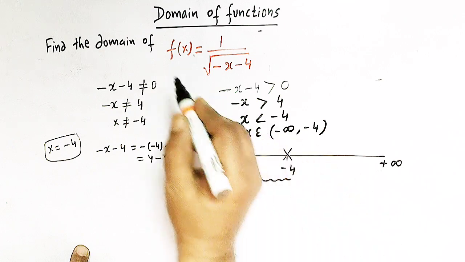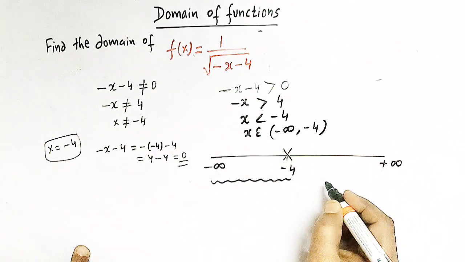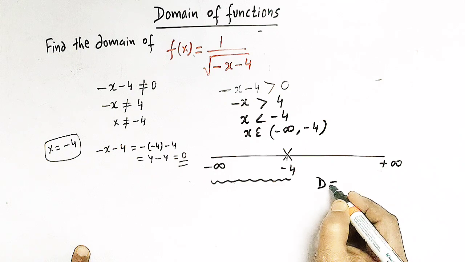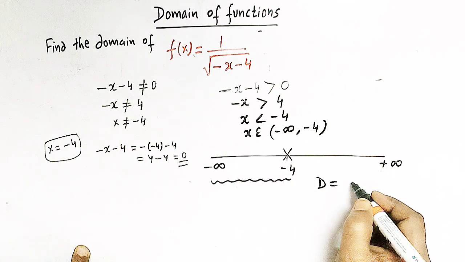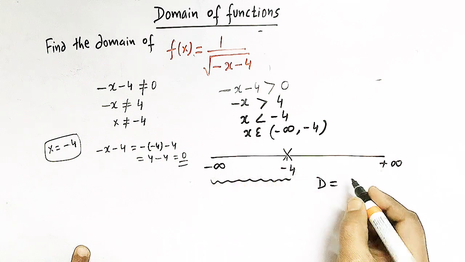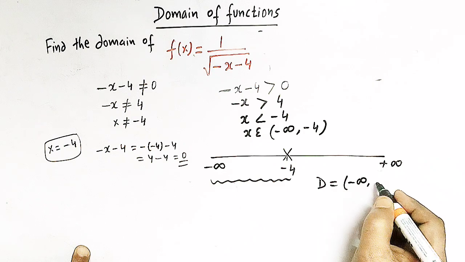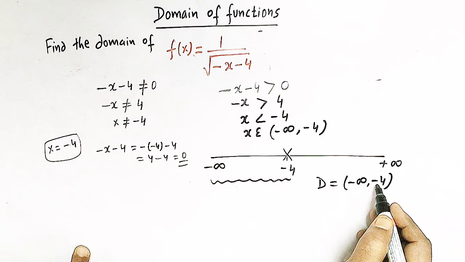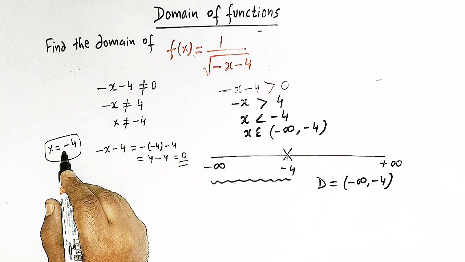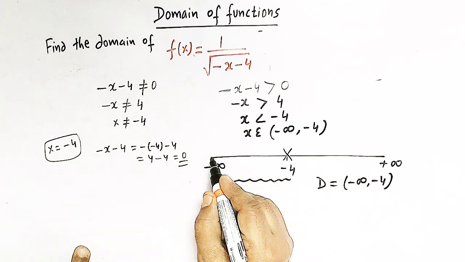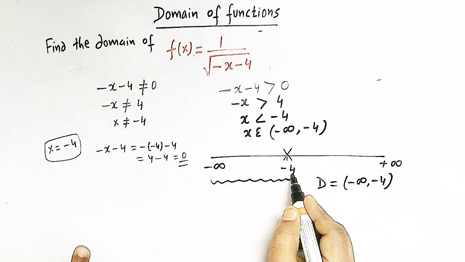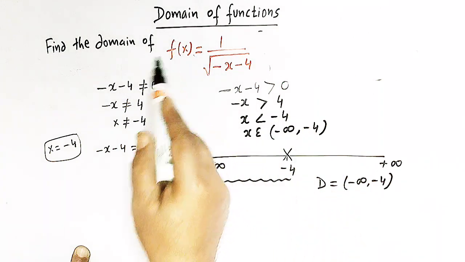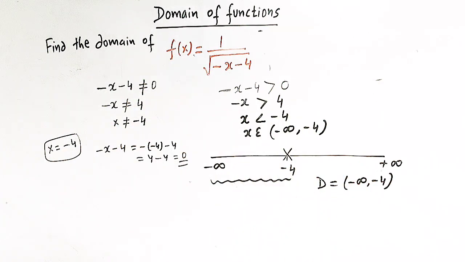So now the domain of this function f of x can be denoted by the letter D. So the domain D is given by this interval minus infinity to minus 4. And remember here minus 4 is not included. So all these numbers from minus infinity to minus 4 give us the domain of this function f of x.